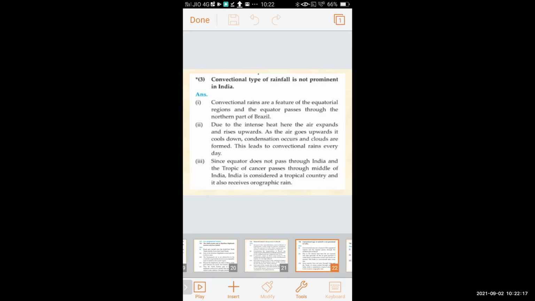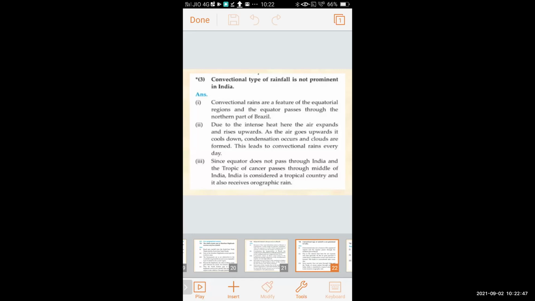So convectional rainfall is a feature of the equatorial region, and the equator passes through the northern part of Brazil. Due to the intense heat, the air expands and rises upward, and as it goes upward, it cools down and condensation occurs. Condensation is the process leading to rainfall, and clouds are formed. This leads to convectional rain every day.